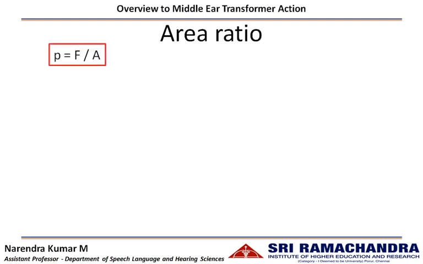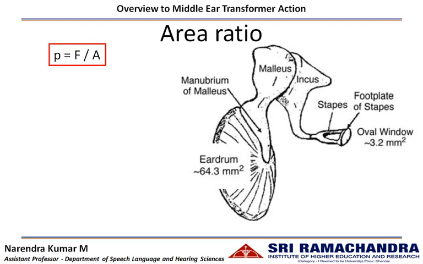Moving on to the area ratio, pressure is defined as force exerted per unit area. As we know, the area of the tympanic membrane is always larger than the area of the oval window. Now, by this formula, for the same amount of sound pressure level, the force exerted on the larger area of the tympanic membrane will be less compared to the oval window, whose area is reduced. The smaller area of the oval window will receive more force.